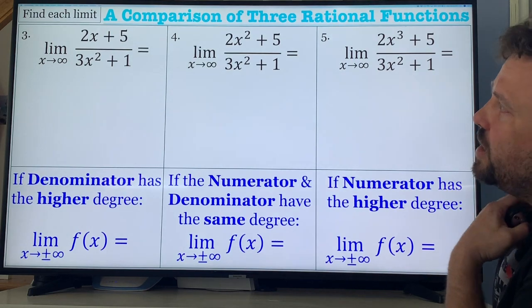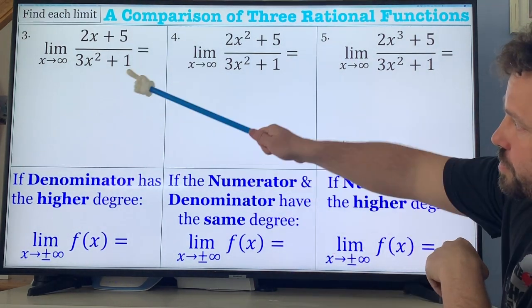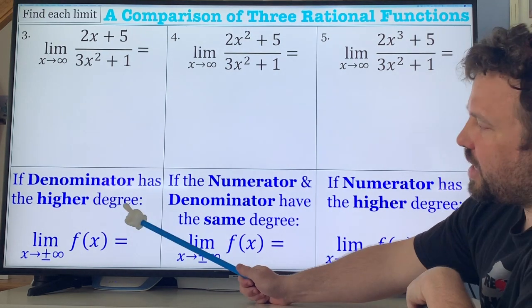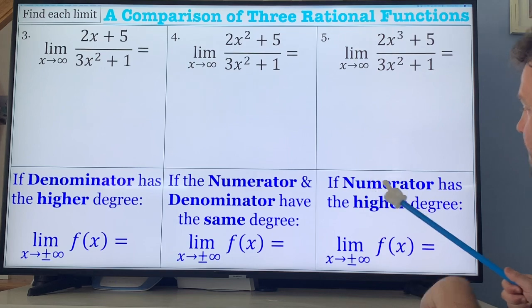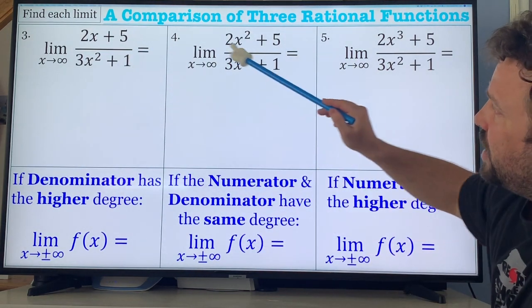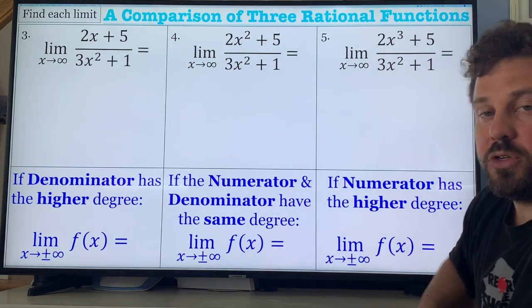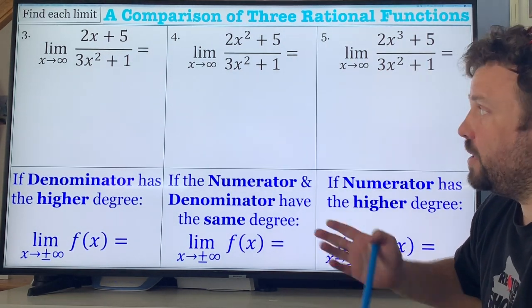So here are three easy rules. The denominator has a higher degree, what do you do? The numerator and the denominator have the same degree, what do you do? And if the numerator has a higher degree, what do you do? So first thing I want you guys to do is take these problems and reduce them all using L'Hopital's rule. Got it? Here's a hint.